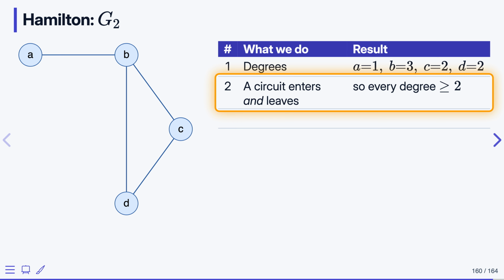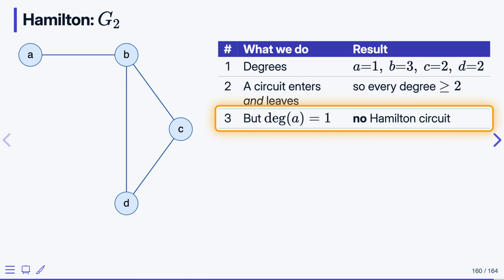Step 2, now think about what a Hamilton circuit must do at every vertex. It arrives on one edge and leaves on a different one, so every vertex needs at least 2 edges. Step 3, but A has only one edge, so a Hamilton circuit cannot exist. That is the reason, and it is worth stating rather than just saying no.